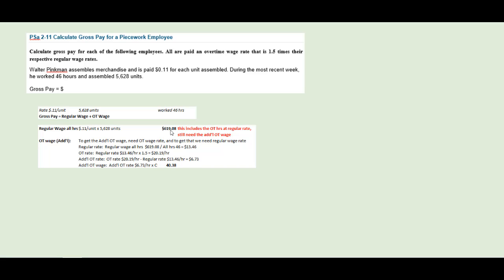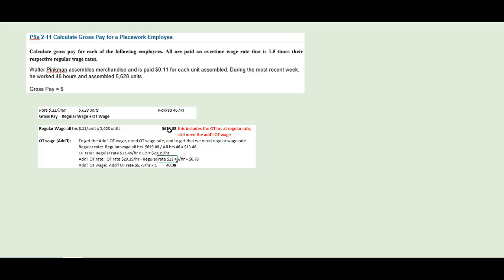Now we need to get the additional, or the premium, portion of overtime wage in those 6 hours. And to get that additional overtime wage, we need the overtime rate. What is the overtime rate? We do not know. But to get the overtime rate, we first need to get the regular wage rate. And to get the regular wage rate, we take the regular wage for all the hours worked. And we already have that number.